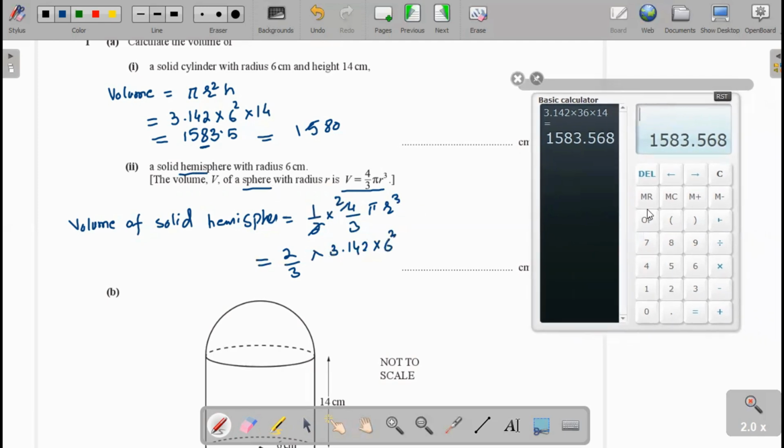Now we calculate it. Now you see here 2 multiply 3.142, multiply 6 cube, 6 multiply 6 multiply 6, that's equal to 1357 divided by 3. The answer is 452.4.